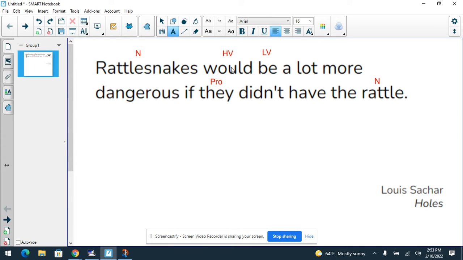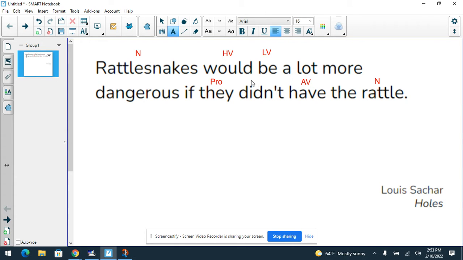Be is a linking verb. Would is the helping verb to make that verb phrase. They is a pronoun. So let's move forward with the rest of the sentence. We have some more verbs to go, okay? Have is going to be an action verb because it shows something you can do.